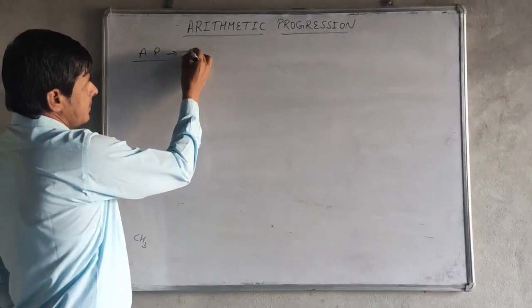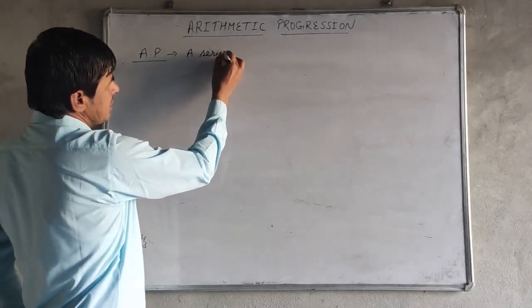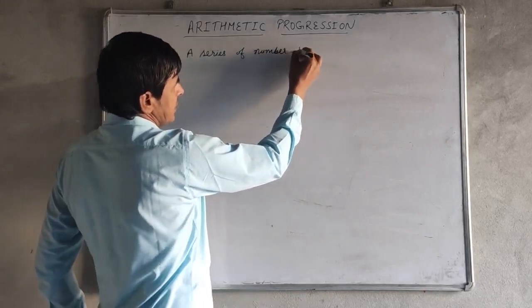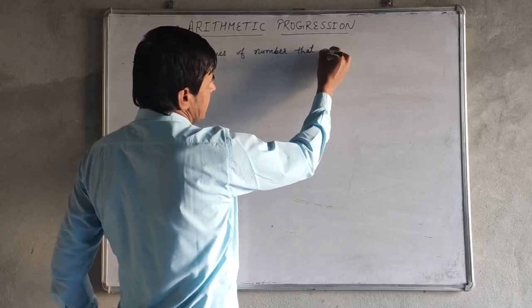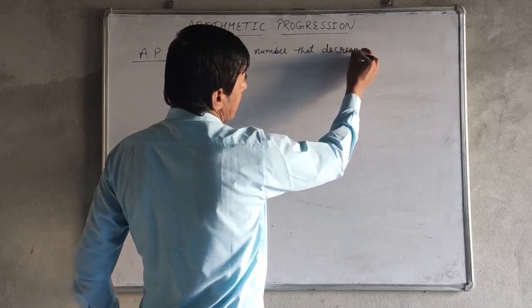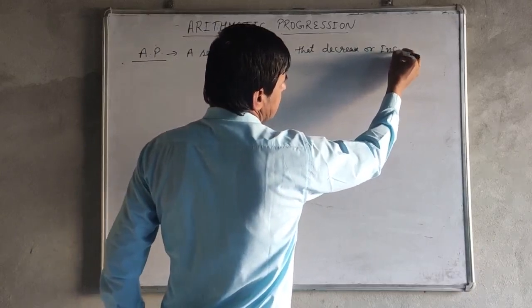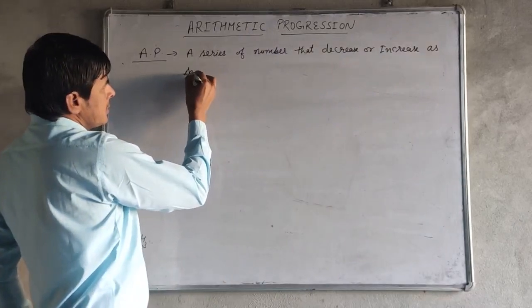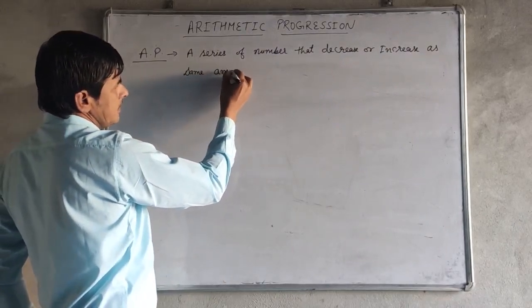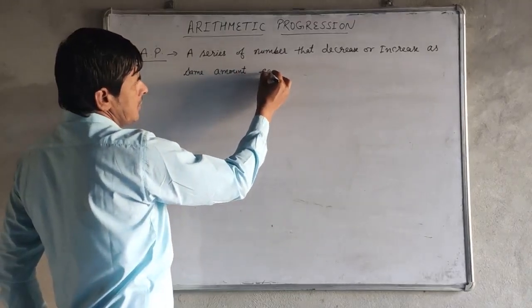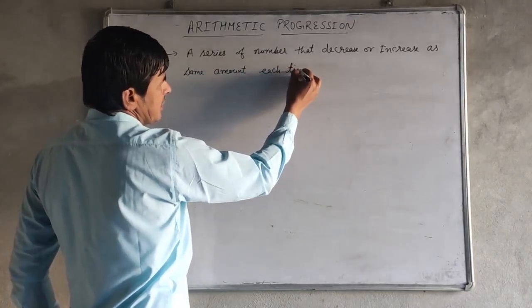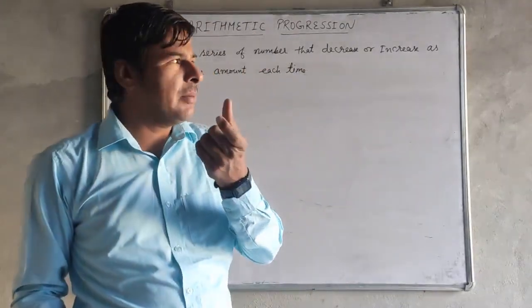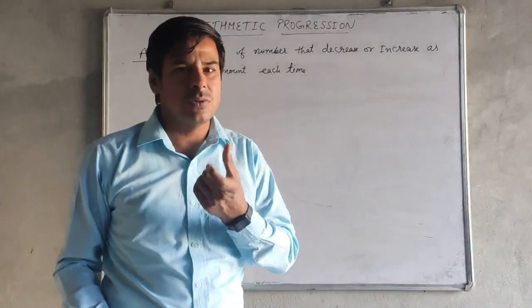What do we mean by AP? A series of numbers that decrease or increase by the same amount each time. A series which has the same amount. Same amount means what? Same amount means the same difference between two numbers.